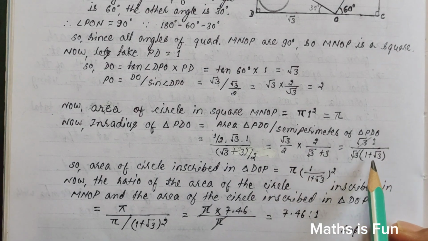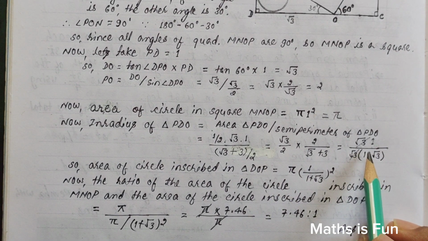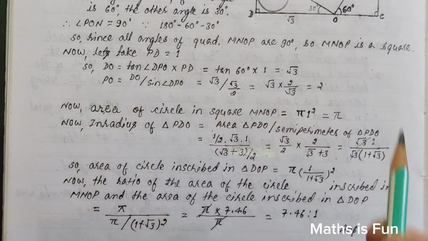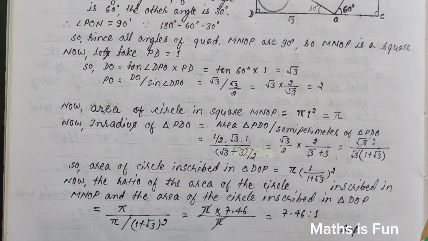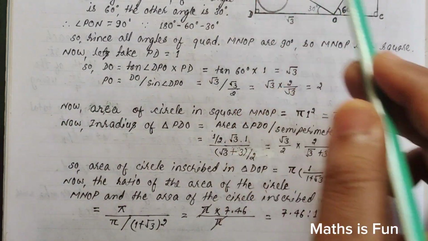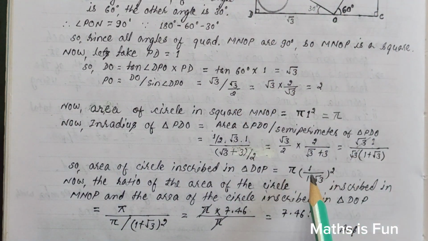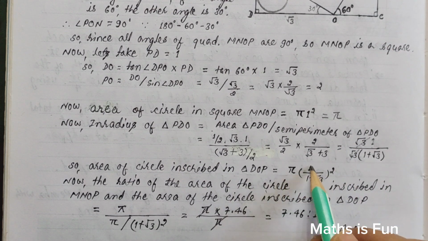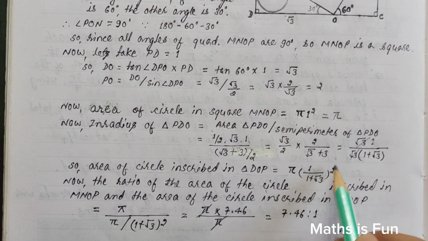So we have found out the inradius of triangle PDO, that is the radius of the smaller circle. So now we can calculate the area of the circle inscribed in this triangle DOP. We can take the formula pi r square. So the area of the circle comes out to be pi times 1 over 1 plus root 3, whole square.